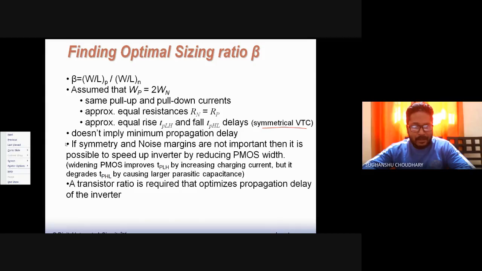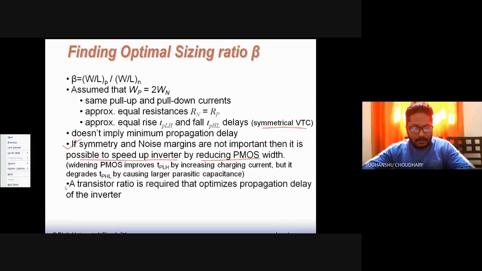Now, if symmetry and noise margin are not important, then one can speed up the same CMOS inverter by reducing the PMOS width. We understood yesterday that it is not necessary to make this PMOS wider unless we want a symmetrical VTC. If we are okay with an asymmetrical VTC, the circuit will have lower noise margin, but one can reduce the PMOS width so that the speed of the inverter can be higher.